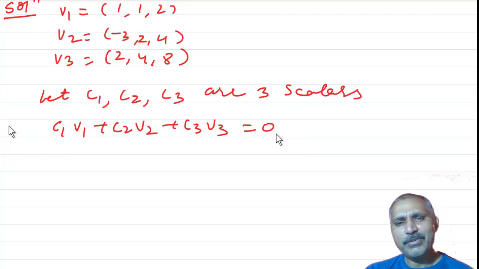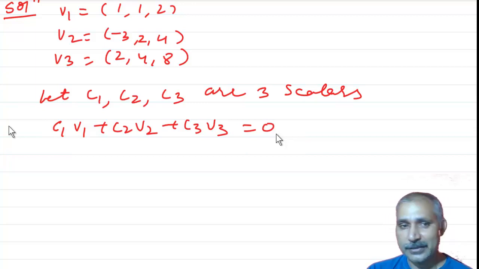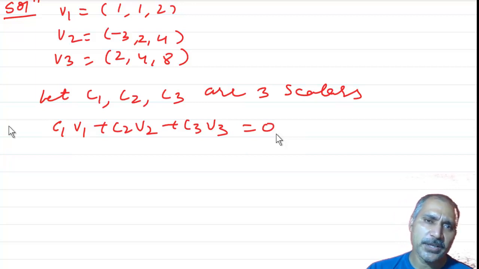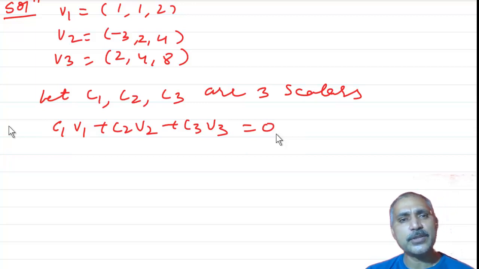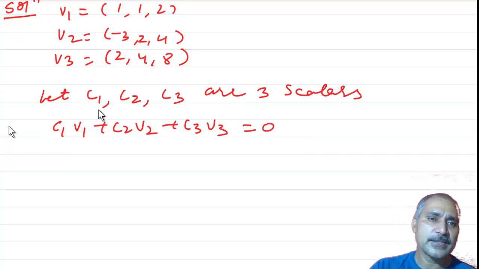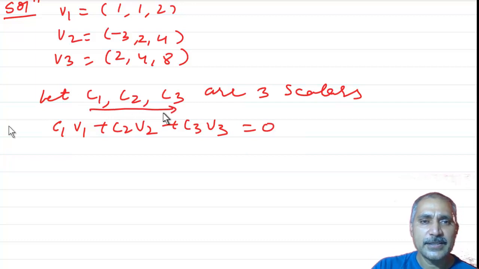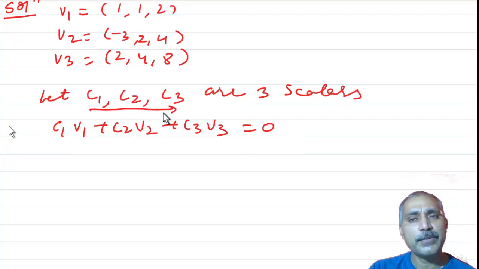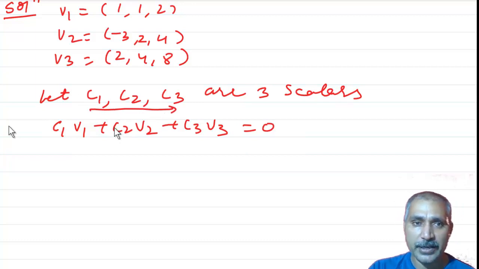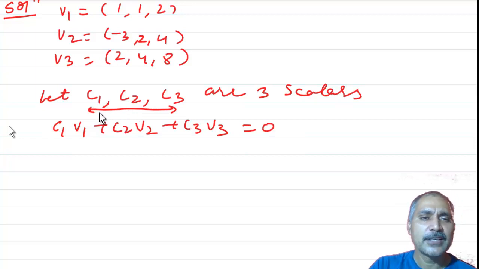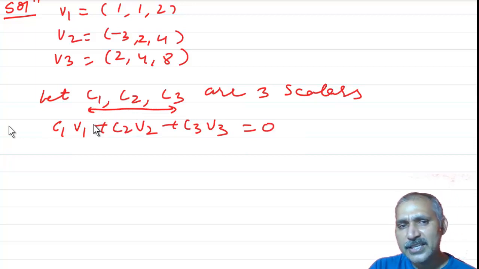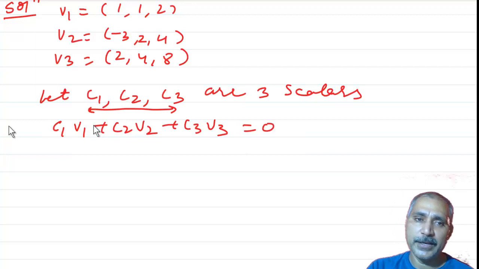Now we will be using today the concept of rank. That means we will be converting this into matrix form, and we will be trying to find out the rank. If the rank of the matrix is equal to the number of scalars which we are taking, then the given set of vectors will be linearly independent. And if the rank becomes less than these three variables which we are taking as scalars, if the rank becomes less than 3 in this case, it will be linearly dependent.